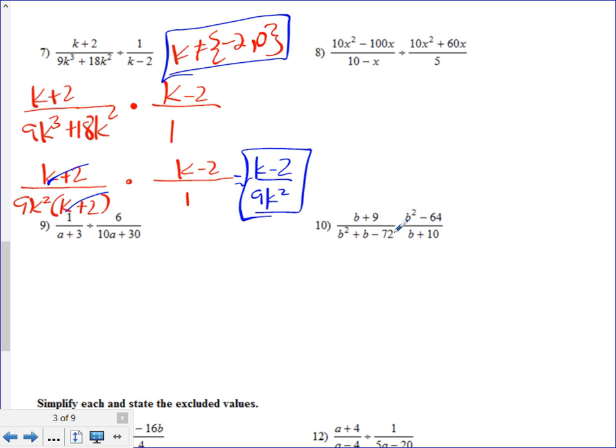So what do you do with the multiplication? You don't have to flip it. Now we need to factor. What can we factor here? B squared minus 64, what's that going to be?